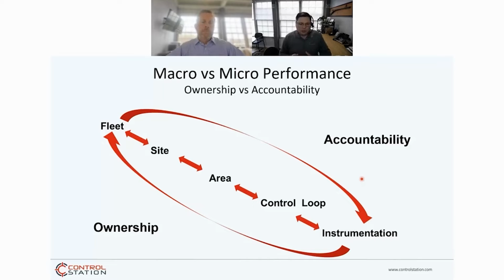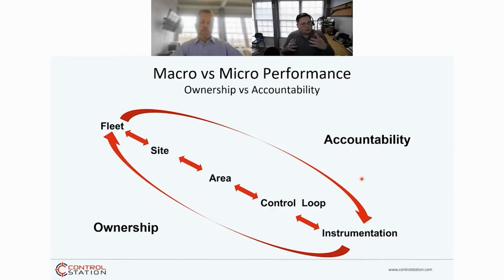So to be able to start understanding performance and health, we have to really start to understand the micro and the macro performance of your site, your fleet, your area, et cetera, right? And if you think about the hierarchy, you've got instrumentation, you've got control loops, you've got area, which has a bunch of control loops, you've got sites, you've got fleets, you've got this hierarchy of information.